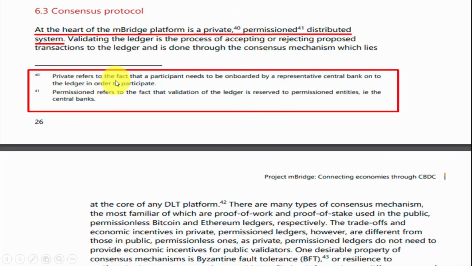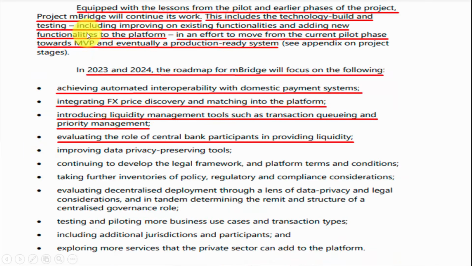So private refers to the fact that a participant needs to be onboarded by a representative central bank onto the ledger in order to participate. Permissioned refers to the fact that validation of the ledger is reserved to permissioned entities, i.e. the central banks. Okay, so equipped with the lessons from the pilot and earlier phases of the project, Project mBridge will continue its work. From the pilot, Project mBridge learned a lot. From these lessons, they will continue to build on it. Remember, it was just a pilot, and they're going to continue to build on mBridge itself.